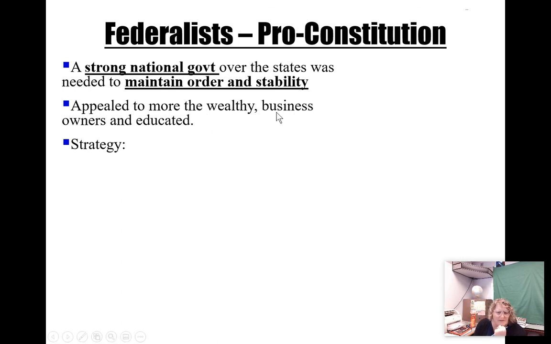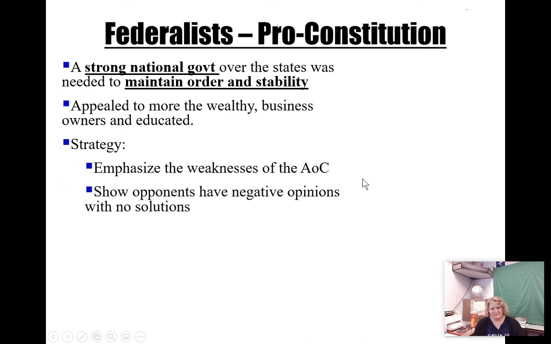The reason they appeal to the business owners is because a strong national government means order and stability. Business does better, economies do better when things are stable. So their strategy was to emphasize the weaknesses of the Articles of Confederation and then show that their opponents who are against the Constitution really have no solutions. So what they say is the Articles of Confederation were weak and the Anti-Federalists don't have a solution. They just want us to continue with the Articles of Confederation.